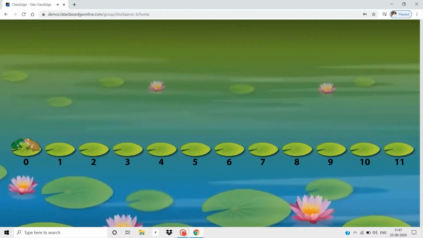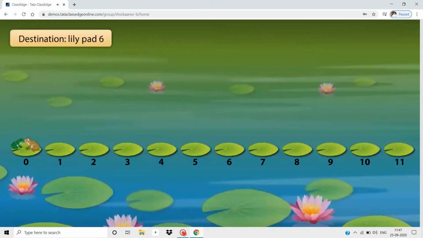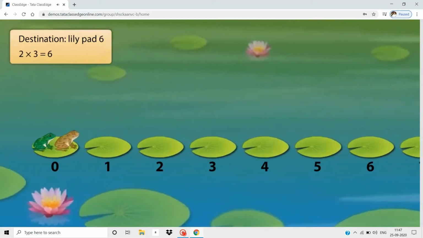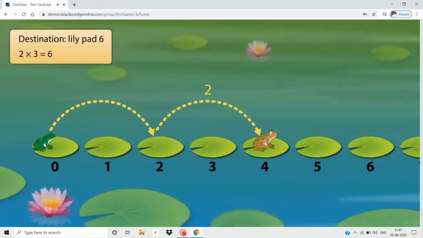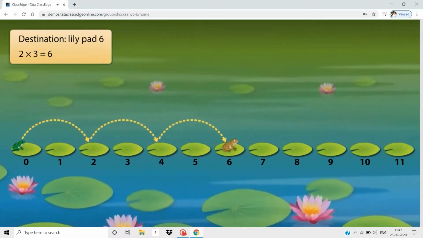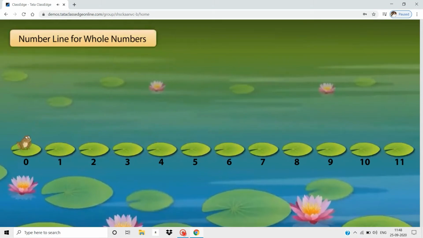Max is excited about his hopping skills and wants to use them to impress his friend. Look, Croak, he yells. Watch me leap to Lilypad 6. You will notice that Max is jumping 2 lily pads at a time, instead of taking them one by one. This way, he can reach Lilypad 6 quickly.